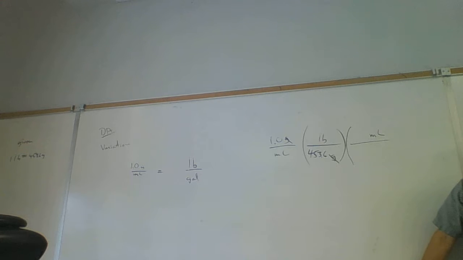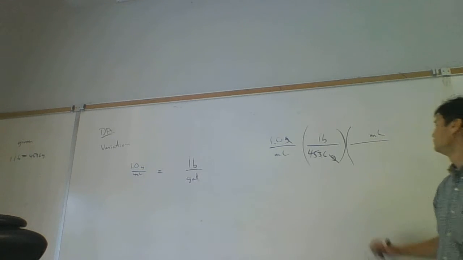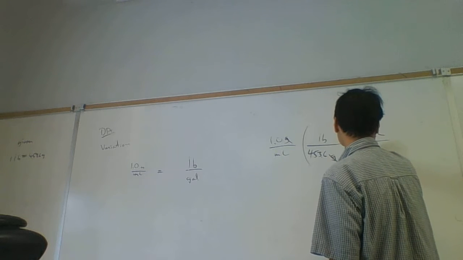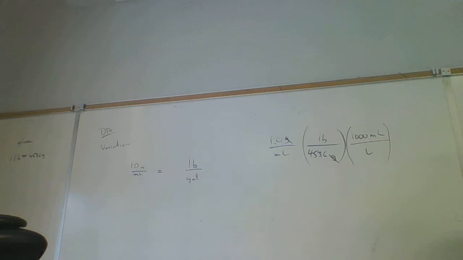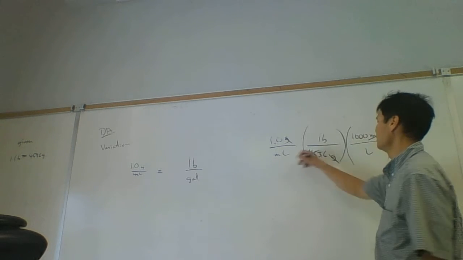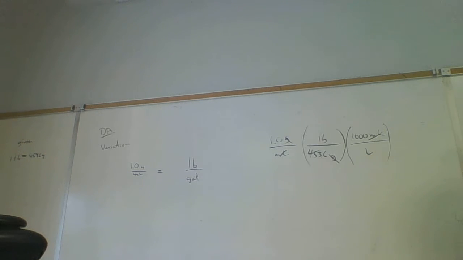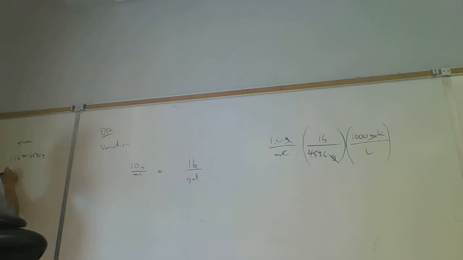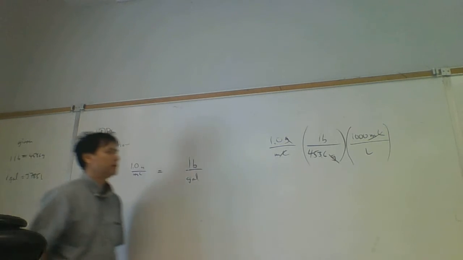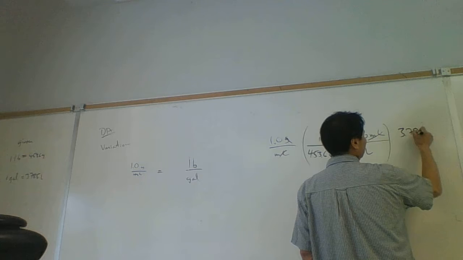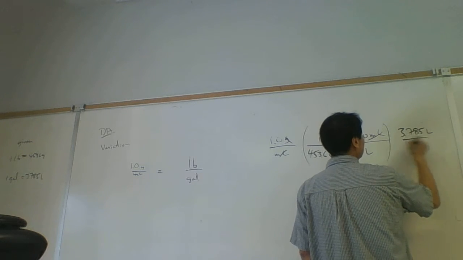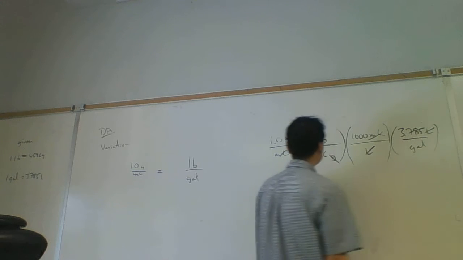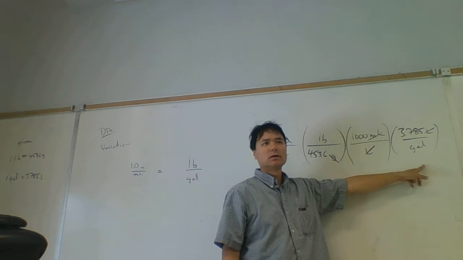But what can we relate milliliters to? Liters. There are 1,000 milliliters to a liter. Everyone should know that. And so the milliliters cancel, and that leaves us with liters on the bottom. And then, well, you're also going to be given that 1 gallon is 3.785 liters. So this is going to be 3.785 liters per gallon, and the liters cancel, and that leaves us with gallons. So our units work out. This is going to be pounds per gallon.